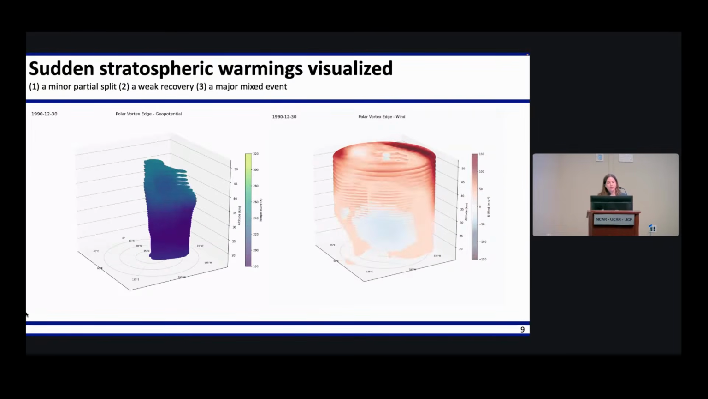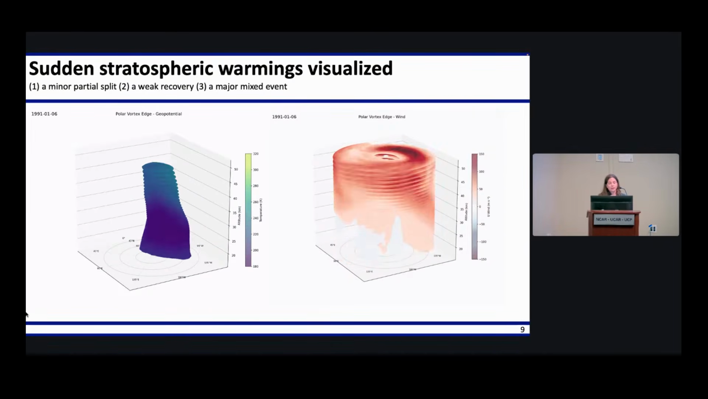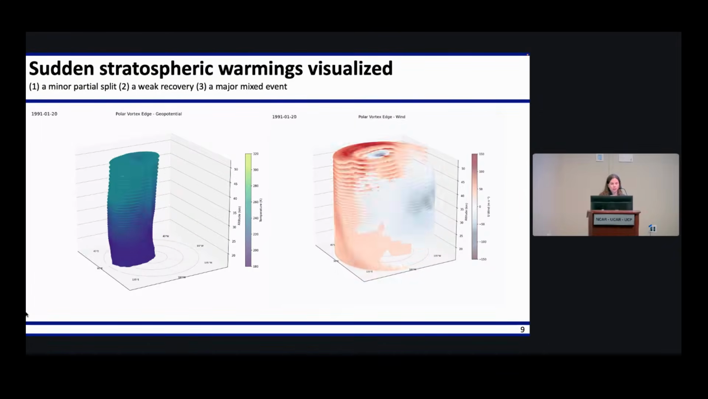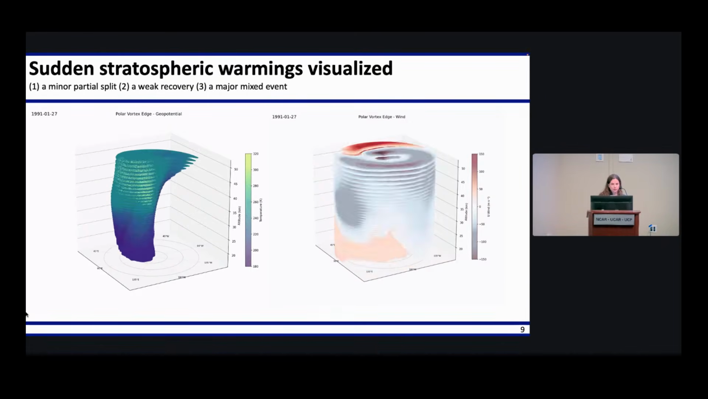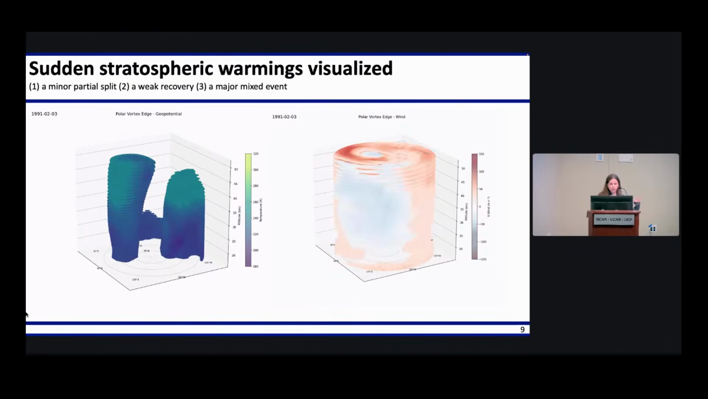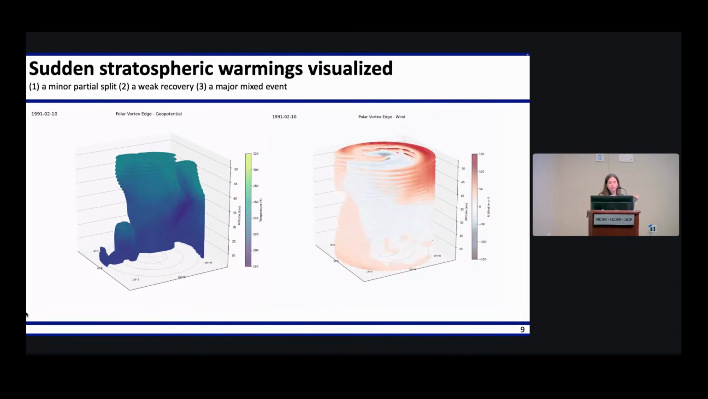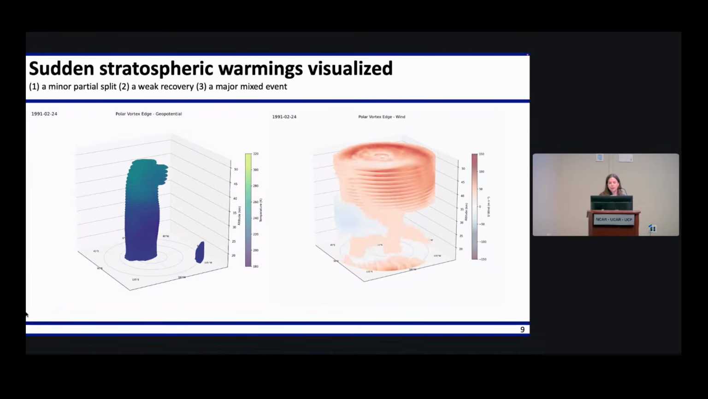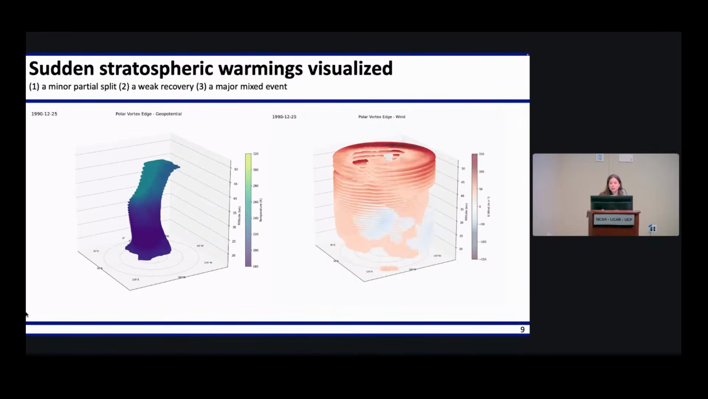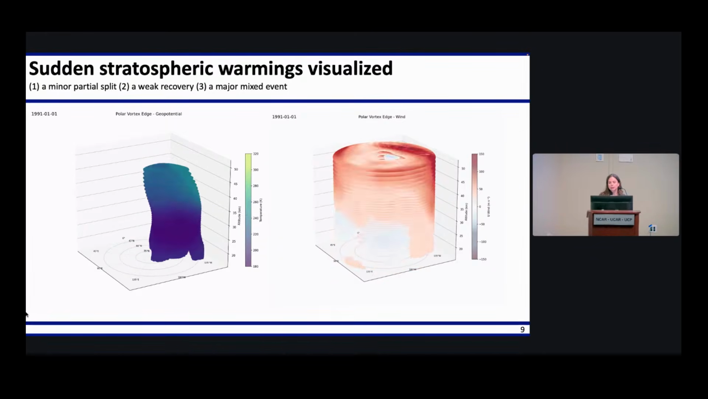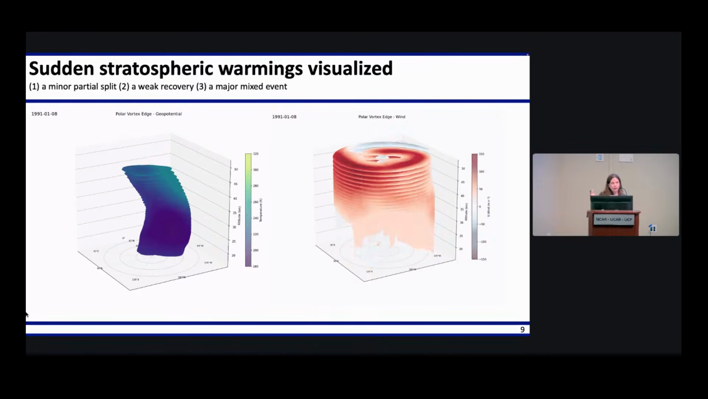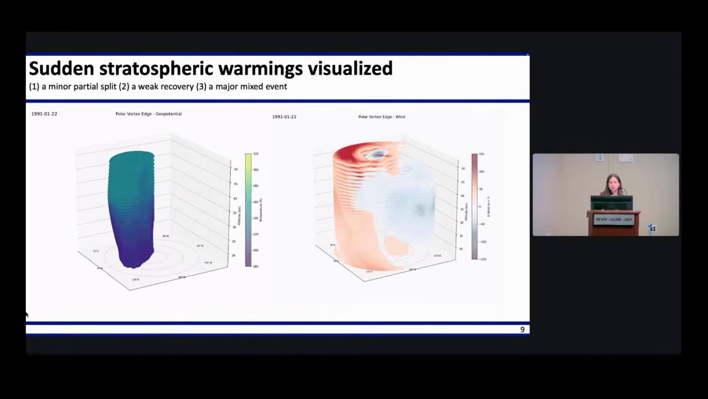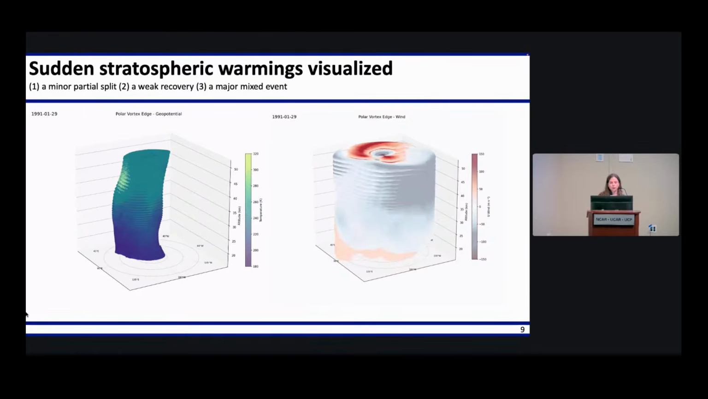Here is an animation of one event that is not identified by the typical algorithm, looking at 10 hectopascal and 60 latitude. So this contains multiple events. We start with a partial split at the top, a minor warming, then we have a weak recovery, and then this turns into a mixed event. One of the interesting things about this particular event is that it has a westerly ring and an easterly ring in the same vortex, with the easterly actually existing above the westerly jet, which is coherent below.